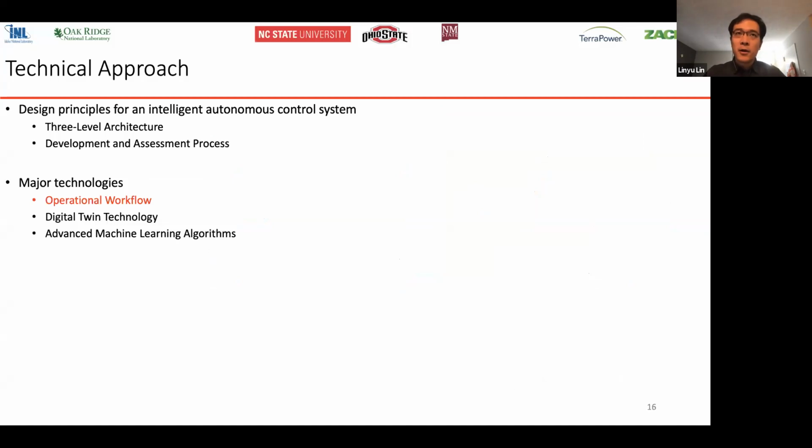So that's all about the fundamental methodology. However, we cannot deliver a NAMAC system with just methodologies. We need technologies to implement our goals. And in NAMAC, we have three major technologies. First of all is the operational workflow, and that represents the process by which NAMAC transfers raw signals from the reactor to a reasonable recommendation.